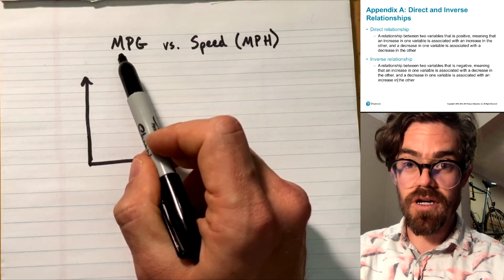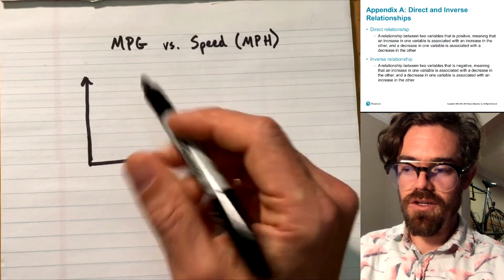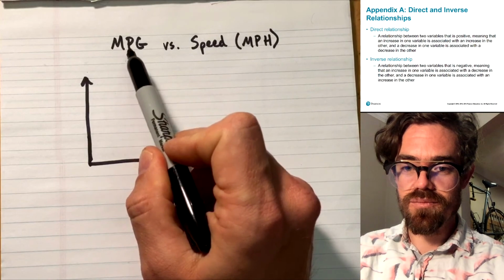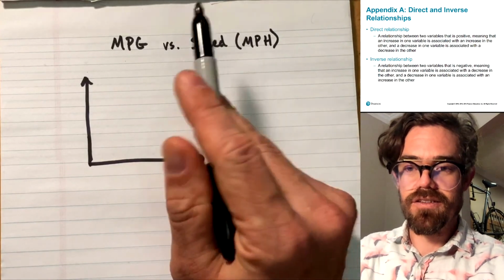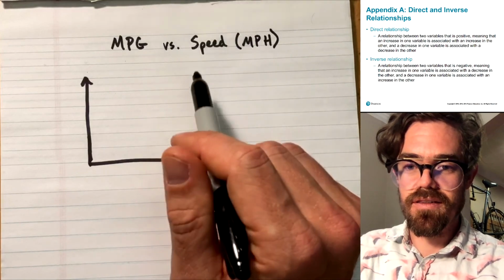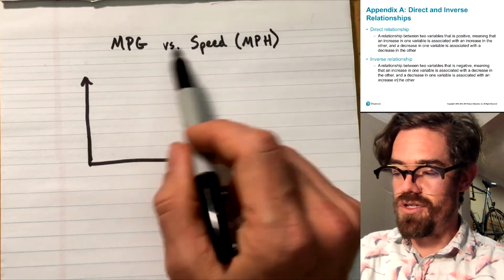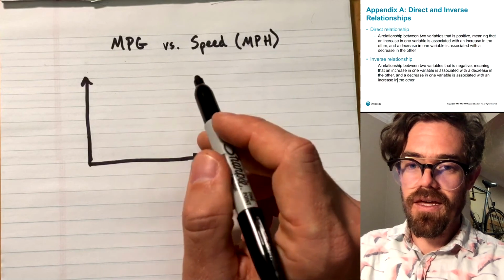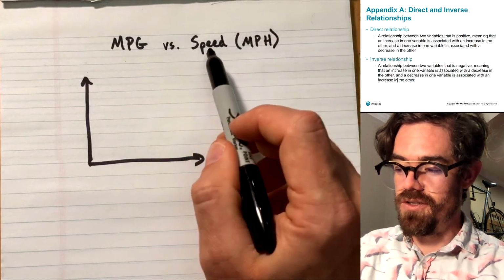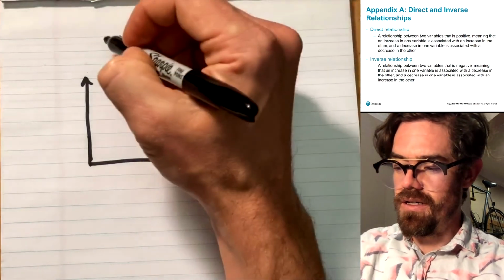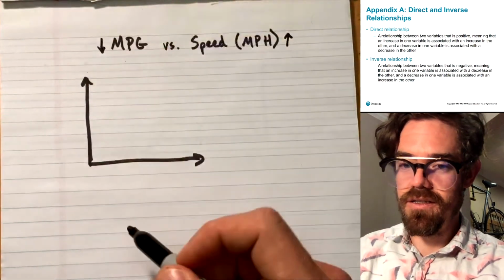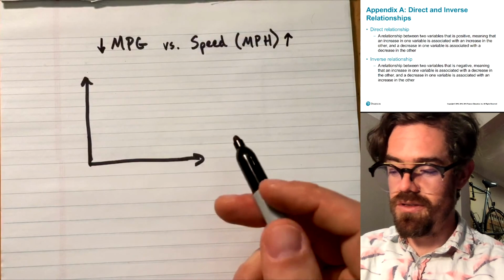So you get worse fuel economy, worse gas mileage. You can go fewer miles per gallon of gas the faster you go. Now, that's not a strict relationship, but that is the average relationship between these two things. And that's an inverse relationship, right? As you go faster, as your speed increases, your mileage per gallon decreases, right? So they move in opposite directions.